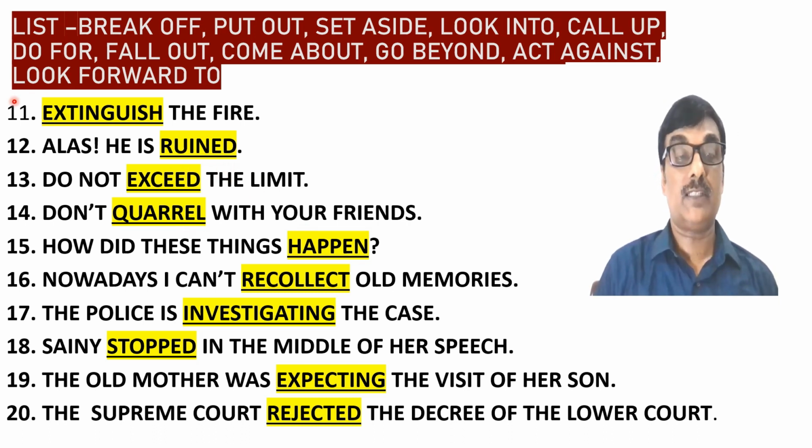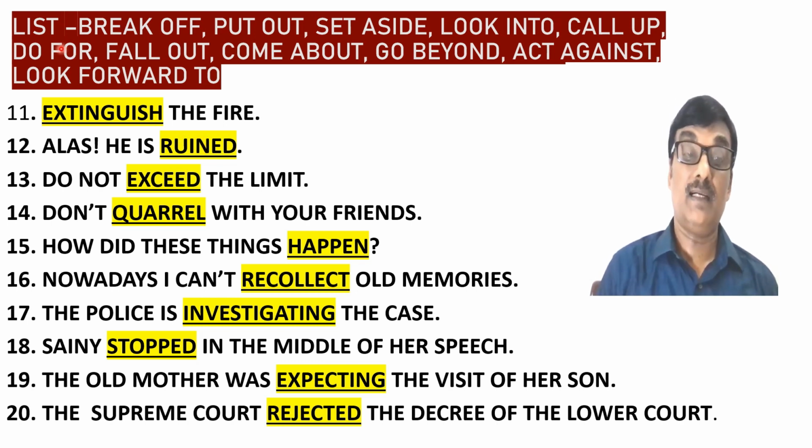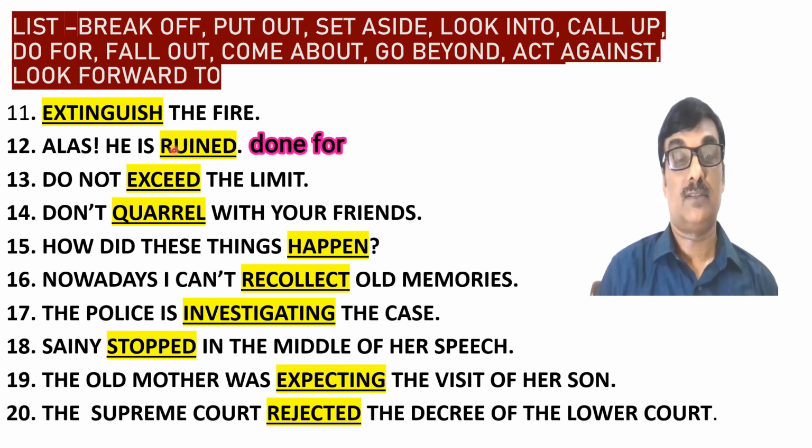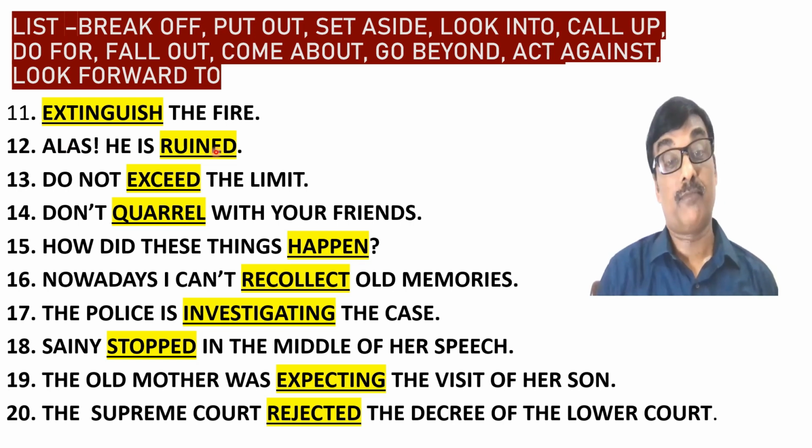So let me solve. The first one is: extinguish the fire. The phrasal verb that means extinguish is put out. So, put out the fire. Next comes: Alas, he is ruined. The phrasal verb that matches the word ruin is do for. But here we have to change the verb into the past participle form. So it will be: Alas, he is done for.